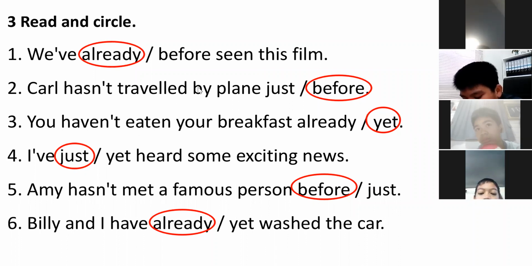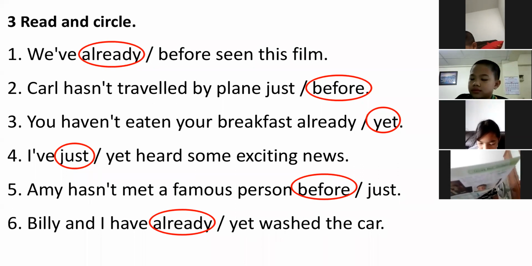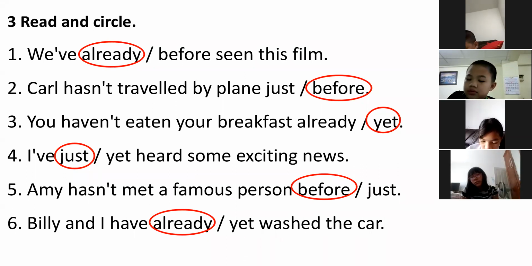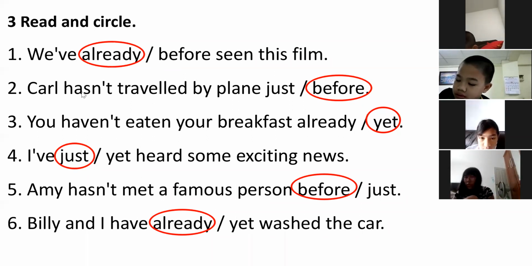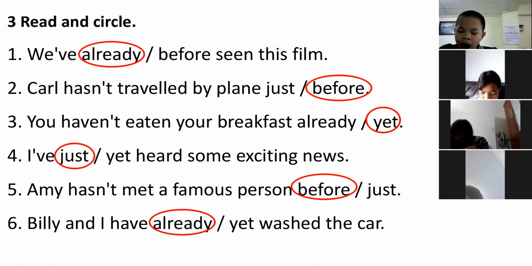Mike has just... What is the past participle of go? Mike has just went into the garden. Or Mike has just went into the garden. Okay, next. Titaya. Mike has already finished homework. Very good. Next. How about Kanyapak?